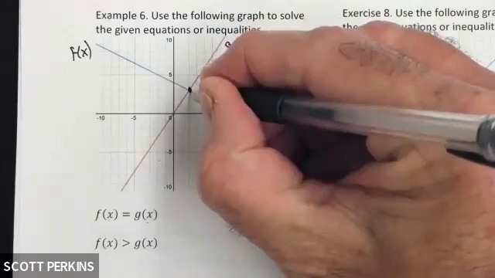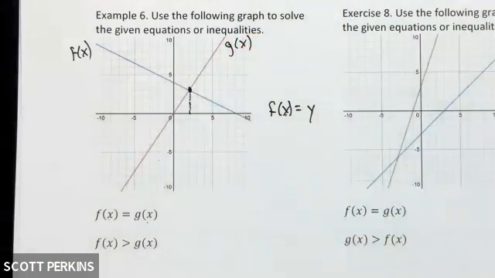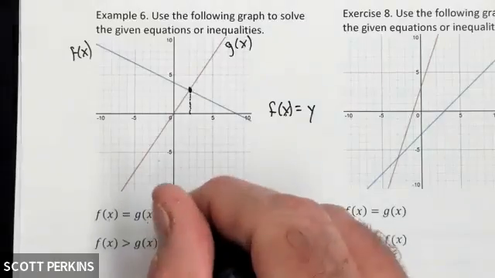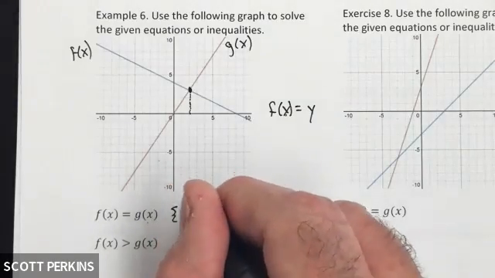I'm just going to make a little dotted line here so that we're all clear. The x value that creates that y value is 2. That's the solution. That's where we have equality. So my solution set is the set with 2 in it.